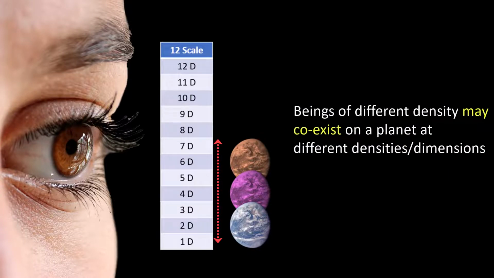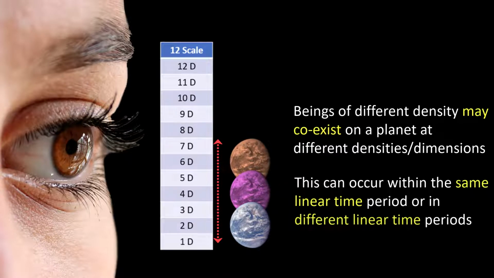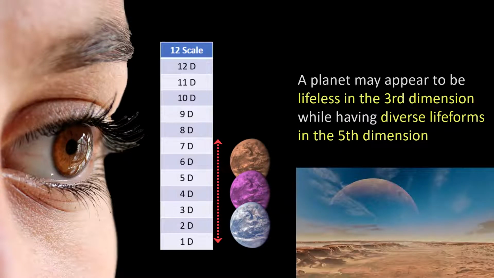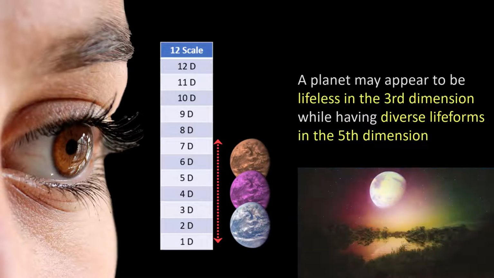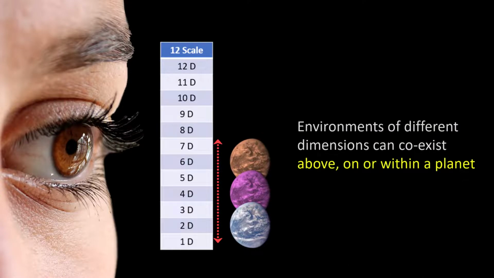Beings of different density may coexist on a planet at different densities and dimensions. This can occur within the same linear time period or in different linear time periods. A planet may appear to be lifeless in the 3rd dimension, while having diverse life forms in the 5th dimension. Environments of different dimensions can coexist above, on, or within a planet.